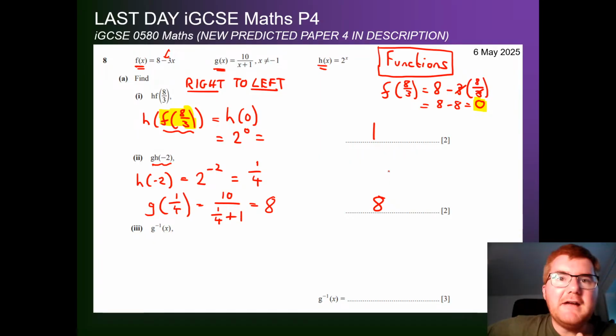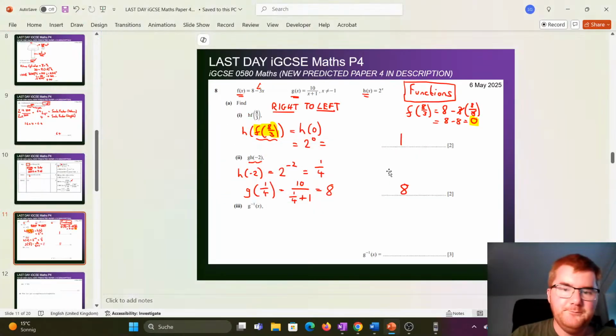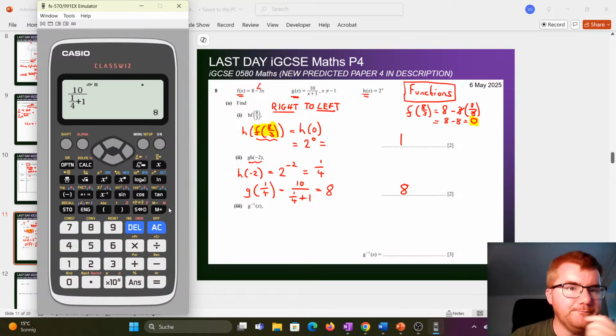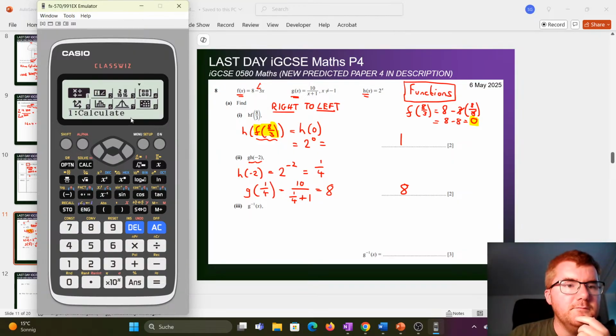Did any of you do that non-calculator, by the way? I'm interested, because one of the tips about paper 4 is don't forget your calculator can do tons of stuff you can check. In fact, it's a little bit of a segue. If you go to your calculator and go to the menu, notice some of you don't have these functions in the calculator. You've got far more functions than you probably know.